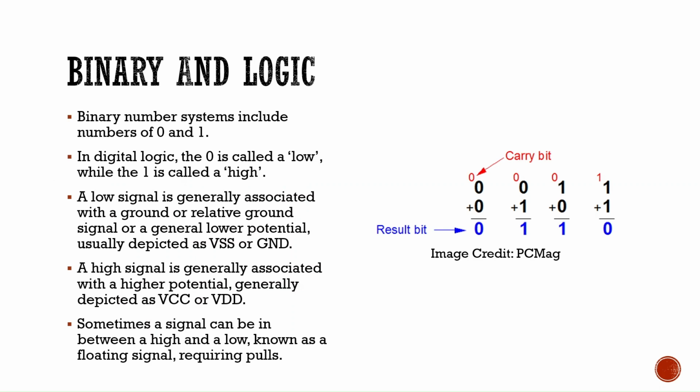Binary number systems include the numbers 0 and 1. In digital logic, the 0 is called a low, while the 1 is called a high. A low signal is generally associated with a ground or relative ground signal, or a general lower potential, usually depicted as VSS or ground. A high signal is generally associated with a higher potential, generally depicted as VCC or VDD. Sometimes a signal can be in between a high and a low, known as a floating signal, and they require pull ups or pull downs.